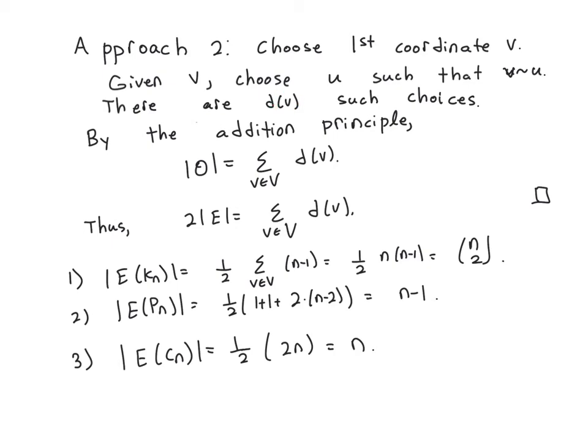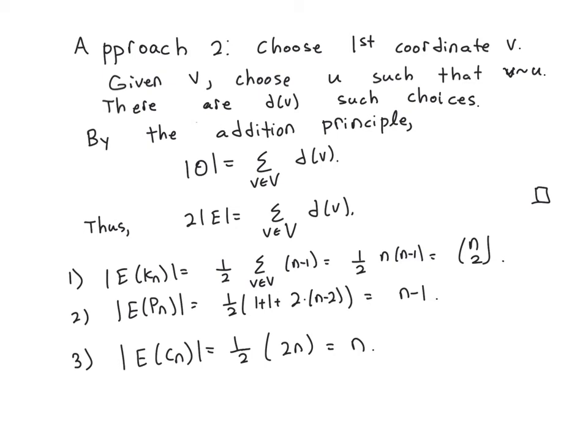And so there are d(V) many ordered pairs whose first coordinate is V. By the addition principle then, the size of O is the summation over every vertex of d(V). Thus we see that we've solved the same counting problem 2 different ways, and since both solutions are correct, it must be the case that these 2 formulas are equal. Now let's apply that to our 3 favorite classes of graphs.